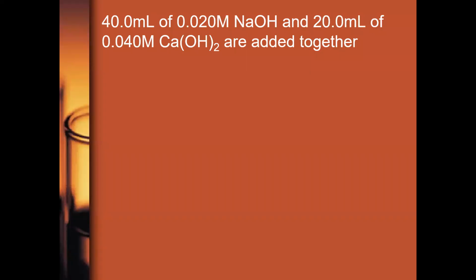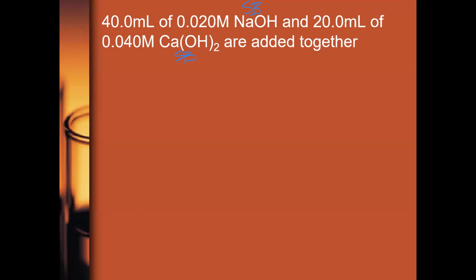All right, let's look at another problem. Here we have 40 milliliters of a 0.020 molar sodium hydroxide and 20 milliliters of a 0.040 molar calcium hydroxide that are added together. And note that both of these are a strong base. Remember, calcium hydroxide is the one that's kind of borderline, but at lower molarities, it does act as a strong base.